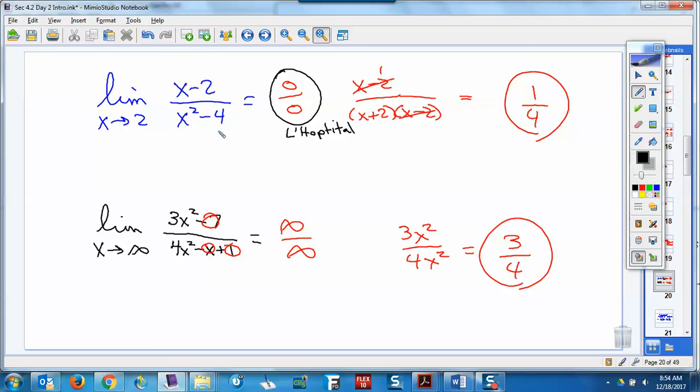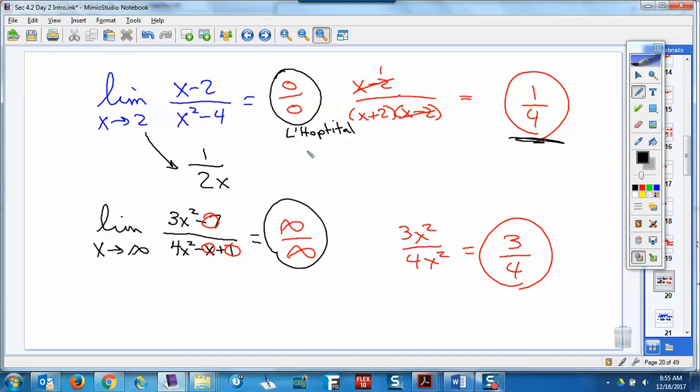So what's L'Hopital say? Do the derivative of the top. What's the derivative of the top? 1. What's the derivative of the bottom? 2x. Plug in a 2. 1/4. That was nice. Alright? That was nice. So we didn't need to factor and cancel, or bow tie, or conjugate method, right? To get that. Alright, let's look at this one.